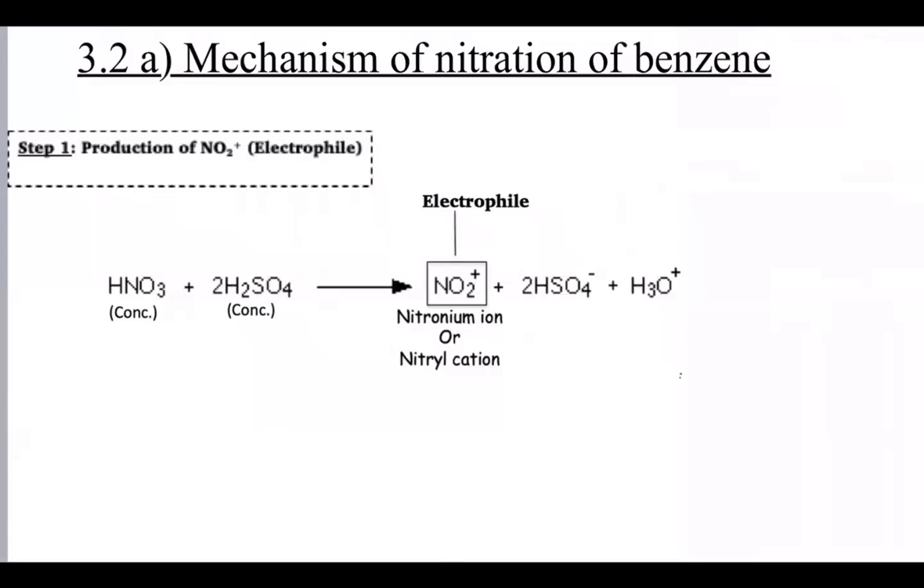Moving on, just like the mechanism of halogenation of benzene, there is the first step where you need to produce the electrophiles. So the first step is, again, not much, but mostly just memorizing. Your reagent, concentrated nitric acid, will react with your concentrated sulfuric acid to form your electrophile, nitronium ion or nitryl cation. So that NO2+ is your electrophile. And then you form HSO4- and hydroxonium ion H3O+.